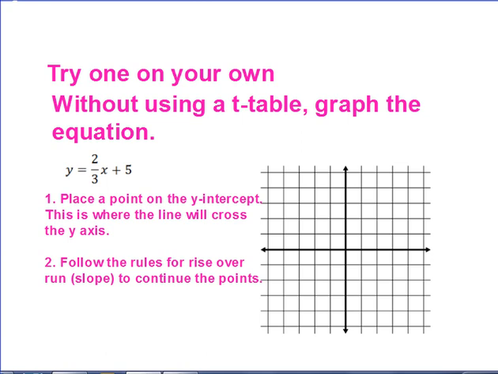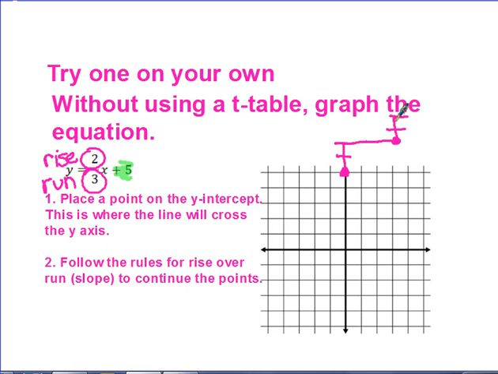Let's see how you did. First, you should have identified plus 5 as your y-intercept. So I count 1, 2, 3, 4, 5. Okay. Now, my slope is 2/3 x. This one's going to be a little tricky because it's going to actually go off the graph. 2 is the rise. 3 is the run. So from this point, I'm going to rise 2 and run 3. 1, 2, 3. That's my next point.